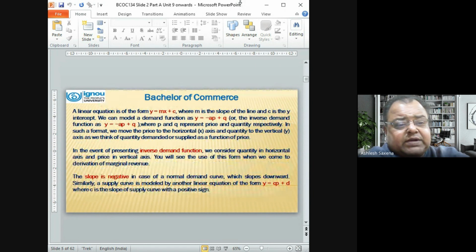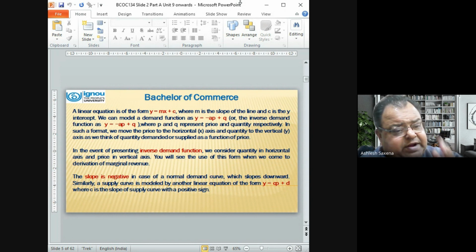A linear equation is of the form y = mx + c, where m is the slope of the line and c is the y-intercept. We can model a demand function as y = -ap + q, or the inverse demand function of y = ap + q, where p and q represent price and quantity respectively. In such a format, we move the price to the horizontal axis and the quantity on the vertical axis, and we think of quantity demanded or supplied as a function of price.